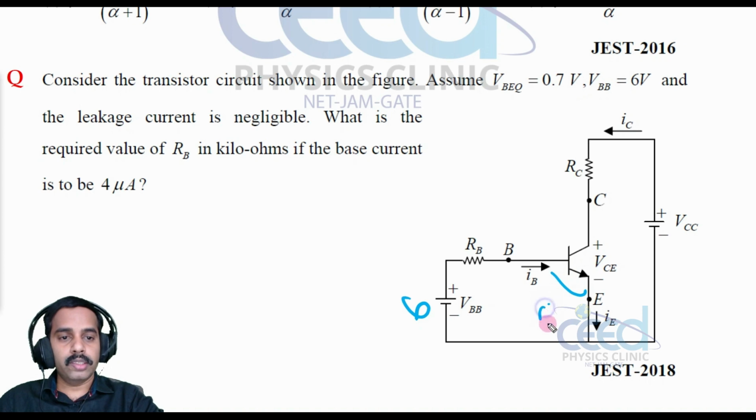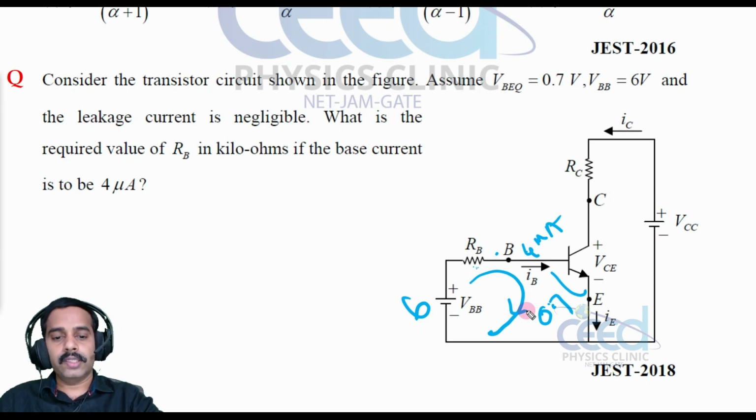VBB is given, that is 6 volt, and VBE is 0.7, and the RB value we need to find. The base current is given, that is 4 microampere. Now I can apply the Kirchhoff rule here at this junction. So 6 is equal to IBRB plus VBE, that is 0.7.